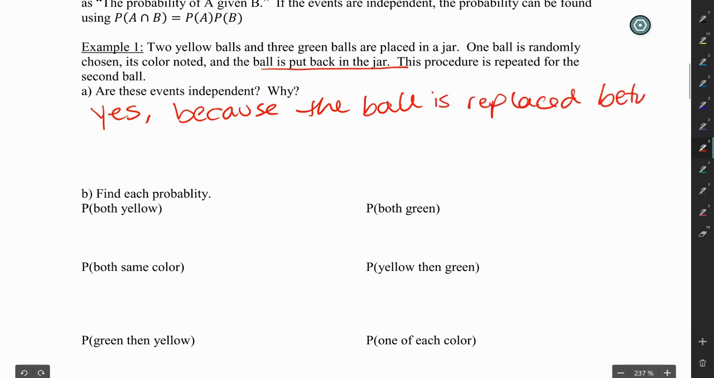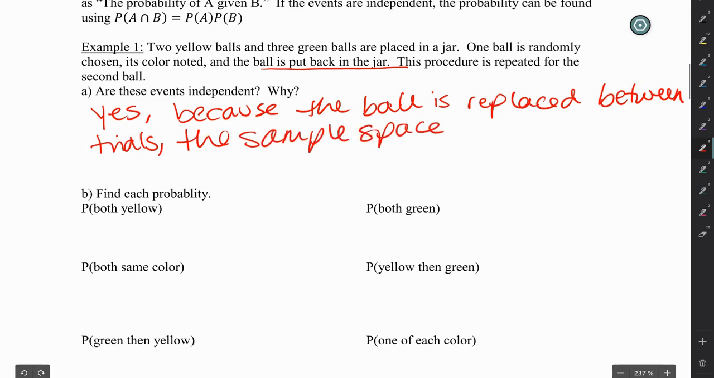between trials, the sample space does not change.